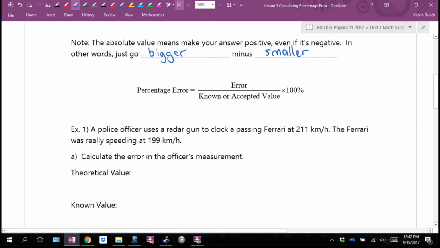Suppose a police officer uses a radar gun to clock a passing Ferrari at 211 kilometers per hour. But the Ferrari was really speeding at 199 kilometers per hour. Calculate the error. So the measured value, the value that is not correct, but it's what we have to deal with, is which one of those two? Let's write a little 211 there. The value that we know is correct, the known value, is equal to what? 199. That's a terrible 9. 199.